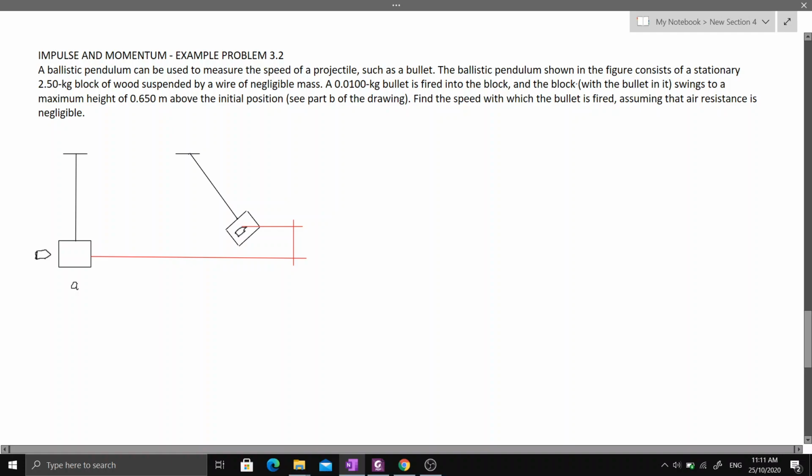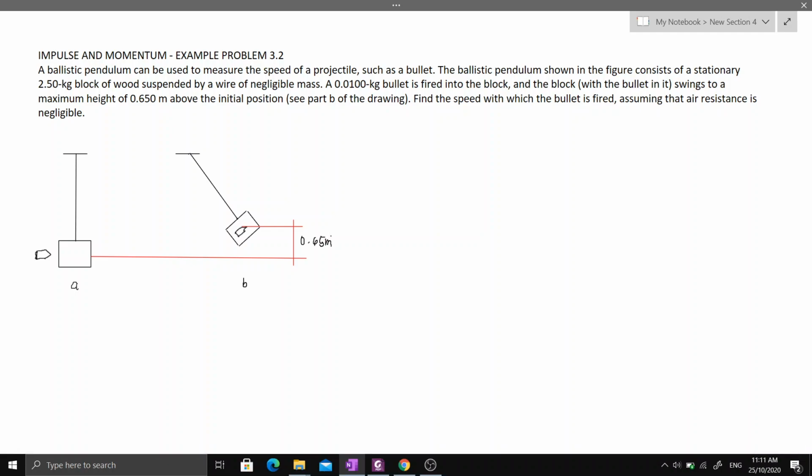And the block with the bullet in it swings to a maximum height of 0.65 meters above the initial position. So this is part B. This is part B, and this height is equal to 0.65 meters. Find the speed with which the bullet is fired, assuming air resistance is negligible.